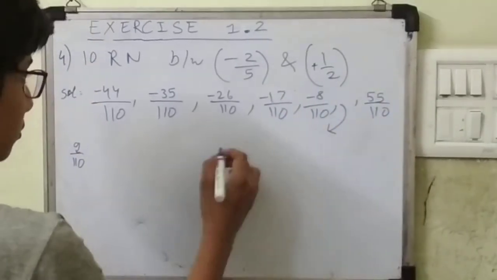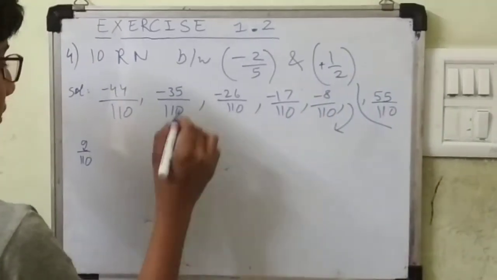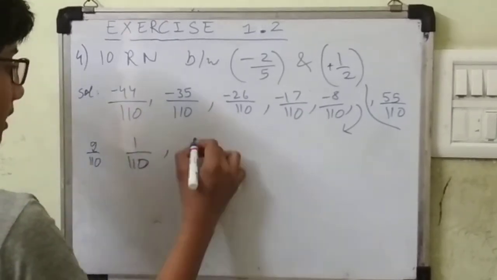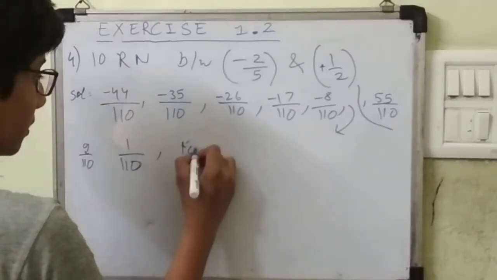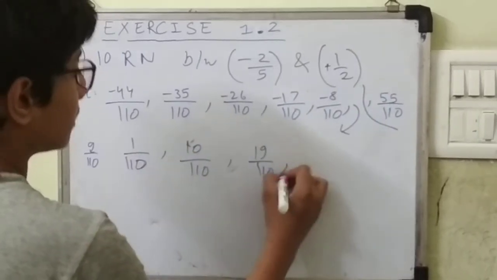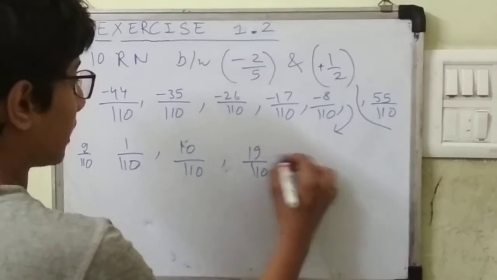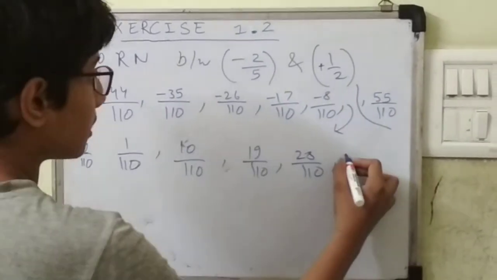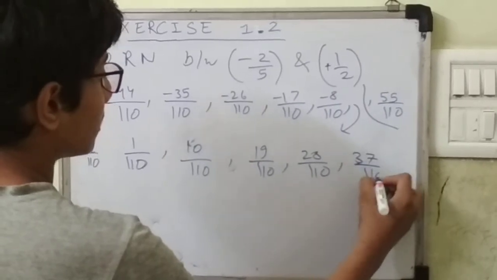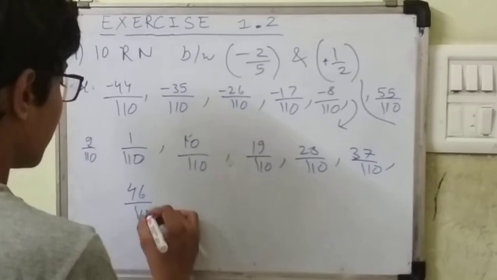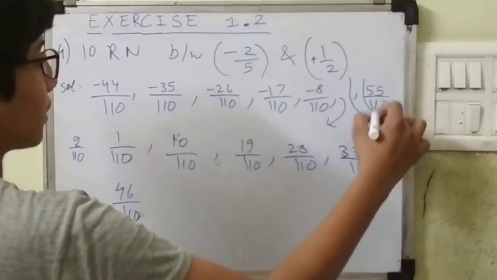Let's come to the next line. Minus 8 plus 9 is what? 1 upon 110. 1 upon 110 plus 9 is what? 10 upon 110. 10 upon 110 plus 9 is what? 19 by 110. 19 by 110 plus 9 is what? 28 by 110. 28 plus 9 is what? 37 by 110. 37 plus 9 is what? 46 by 110. And 46 plus 9 is what? 55, which is the final answer.